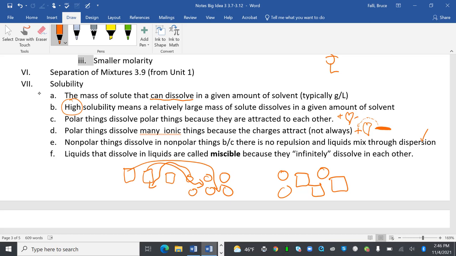Liquids that dissolve in other liquids are called miscible because they're infinitely dissolved in each other. That means there's no limit to the amount you can dissolve because it'll go on forever.